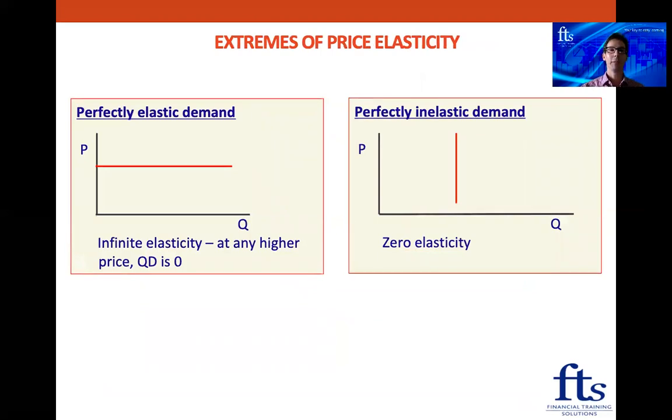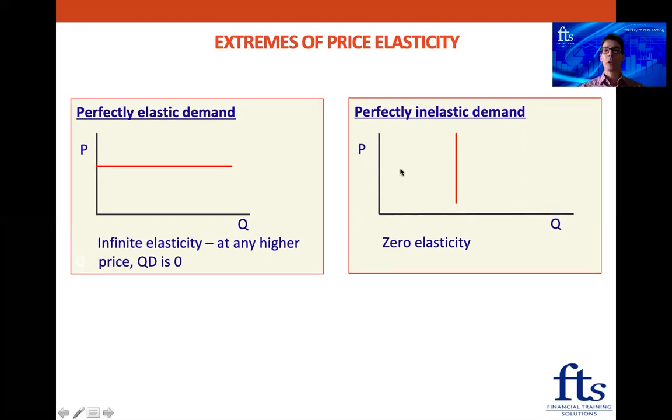So if we have perfectly elastic demand, we can think of the elastic band now. It's perfectly stretched, so it's perfectly horizontal. So this means that we have infinite elasticity. So at any higher price, quantity demanded is zero. So we can't put up the price to anything, otherwise we're going to sell nothing. So we're going to see this demand curve when we come to perfect competition in a later class.